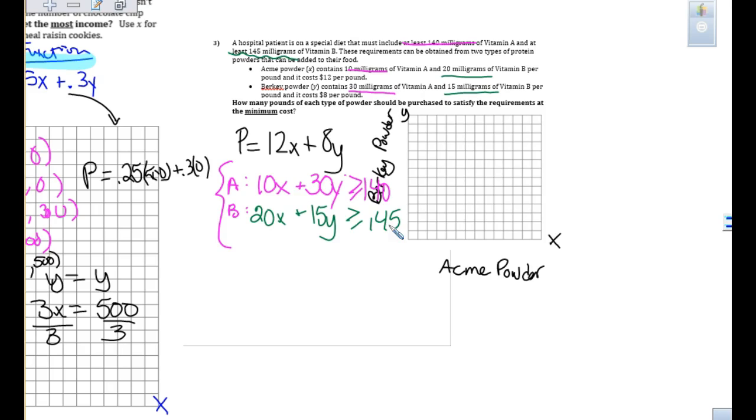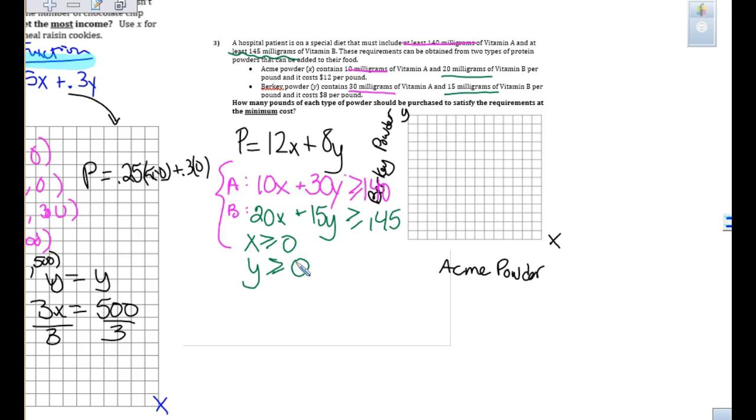Next. The first one was 10, 30 with 140, 20, 15 with 145. The other thing we know is that x has to be greater or equal to 0, and y greater or equal to 0.